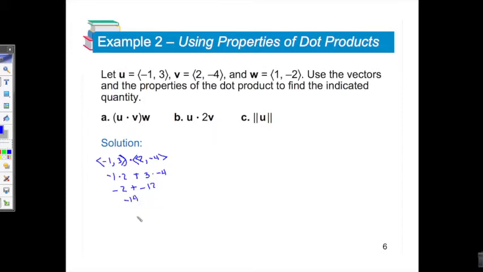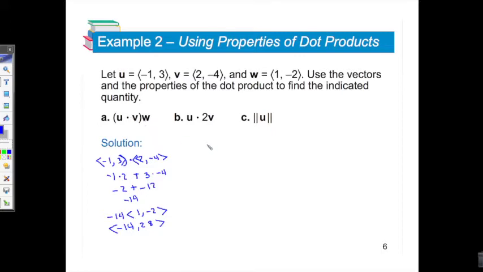Now this -14 needs to multiply the vector w. So that's going to be -14 times the vector w, which is 1, -2. And when I multiply a scalar by a vector, I simply distribute. -14 times 1 is -14, and -14 times -2 is 28. And that is my resultant vector, which is the dot product of u and v, times the vector w.